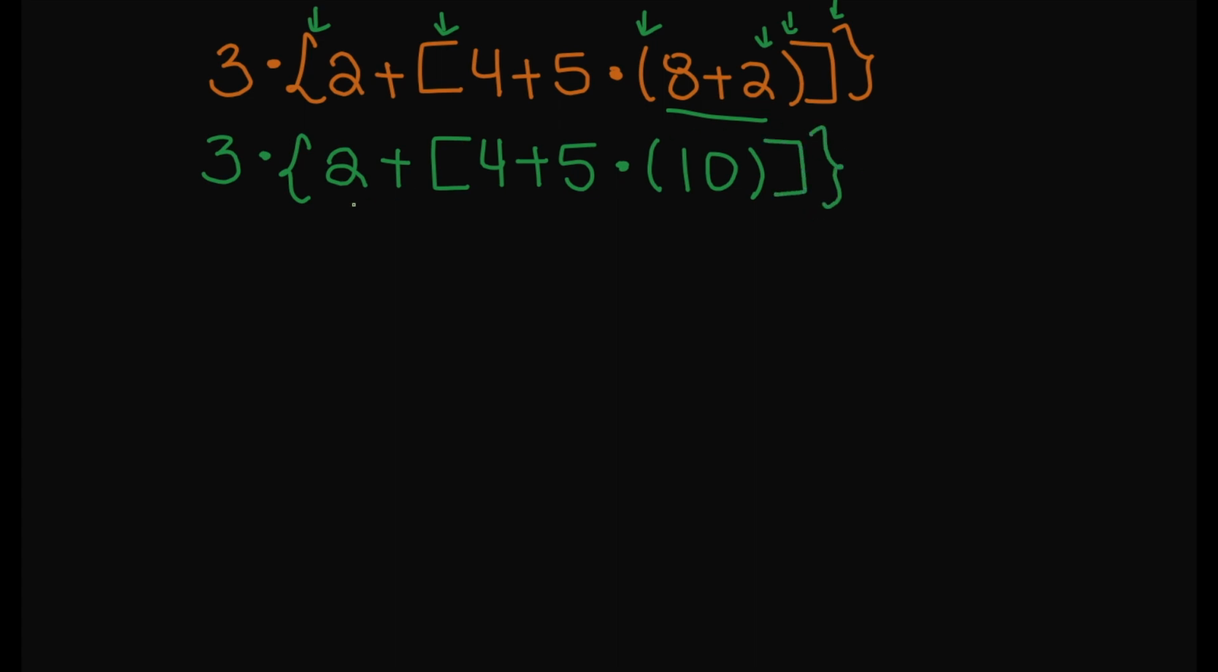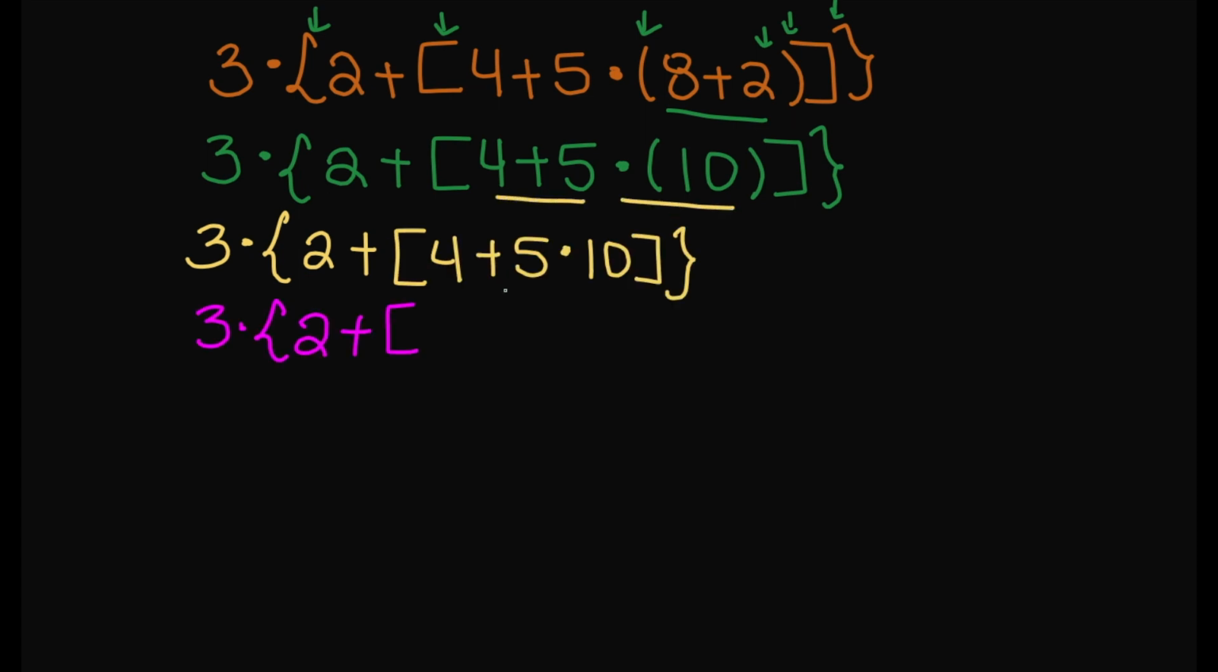So next, we're going to rewrite because we have to solve everything inside my grouping symbols first. So I'm going to rewrite this. 2 plus, next in here we have 4 plus 5 and then times 10. First, we need to multiply before we add. So 5 times 10, this is going to be 50. So we have 4 plus 50 inside my brackets now. So 3 times 4 plus 50, this is going to be 54.